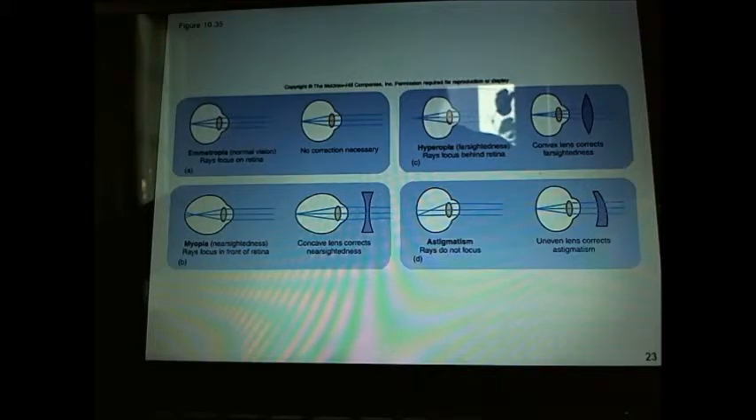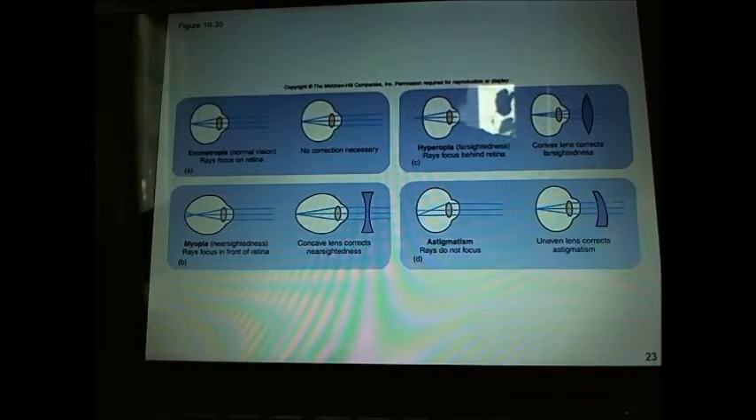Now, if you've got hyperopia or farsightedness, the image focuses behind the back of the eye. And so you would use a convex lens. Again, this is figure 10.35, should be in your book. Use a convex lens to correct that.